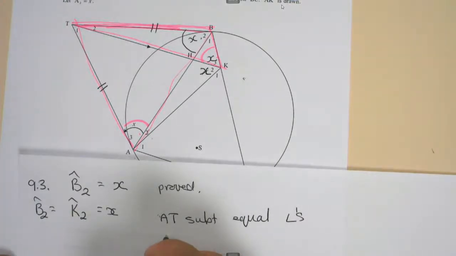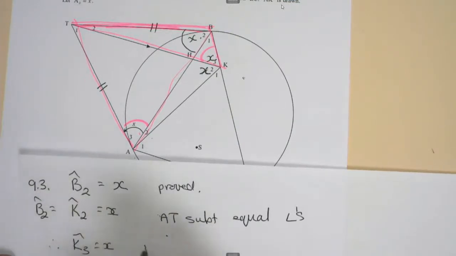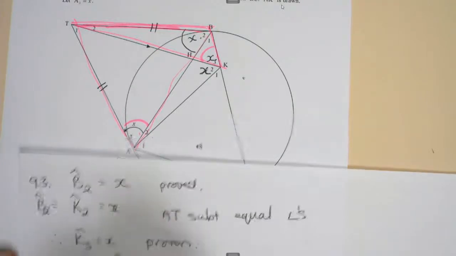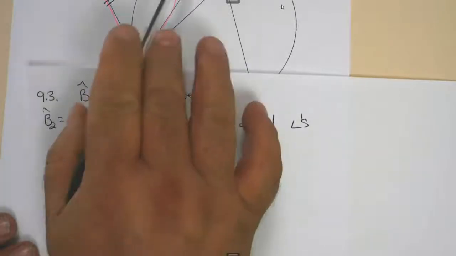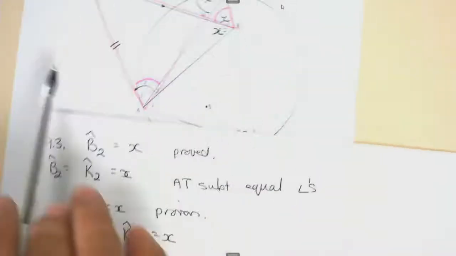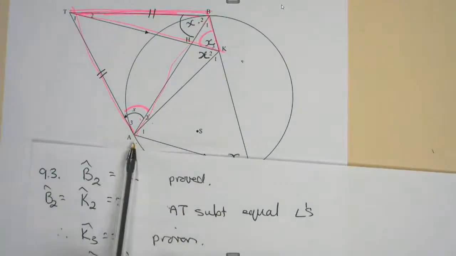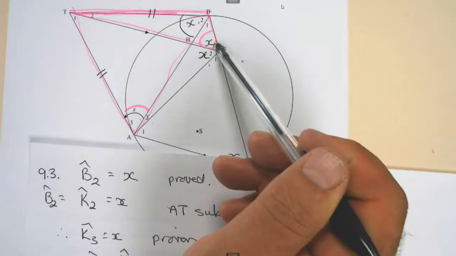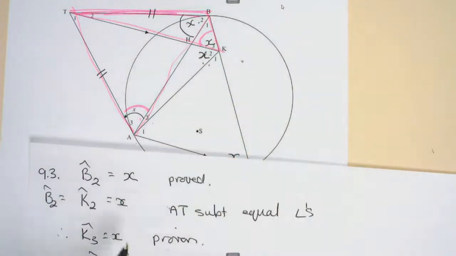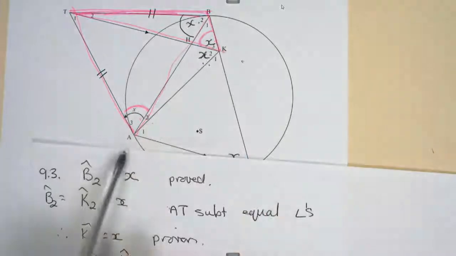and then we can say therefore K3 is equal to X, proven. Therefore, K2 is equal to K3, which is equal to X. Once again, B2 is equal to K2 because it is subtended by AT, and because that is equal to that, and that is already proven as X, that was equal to that, and therefore TK bisects angle BKA.